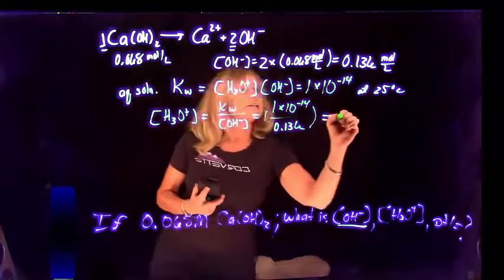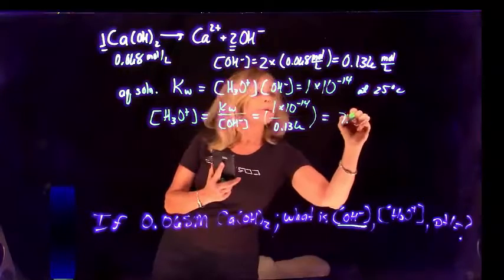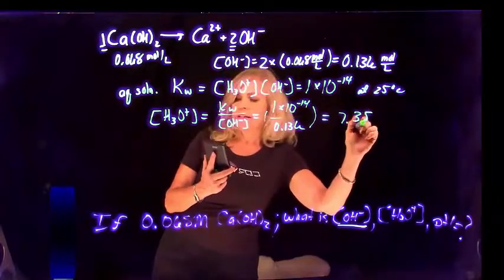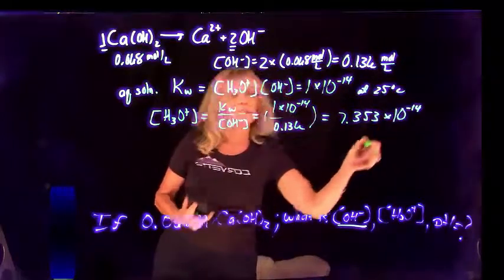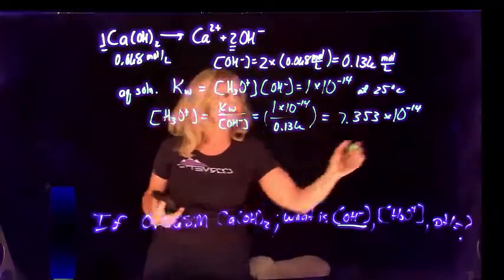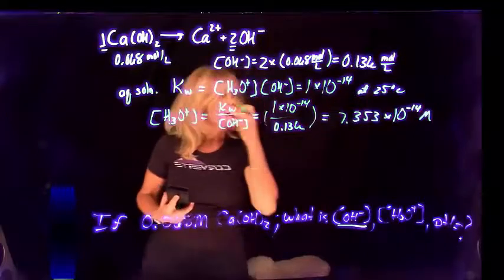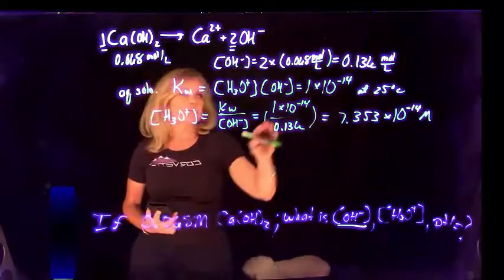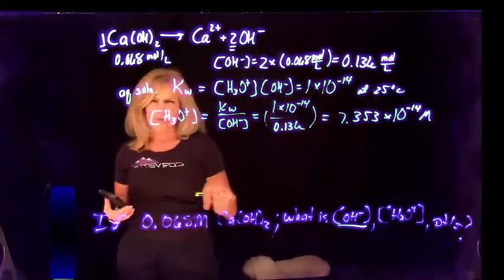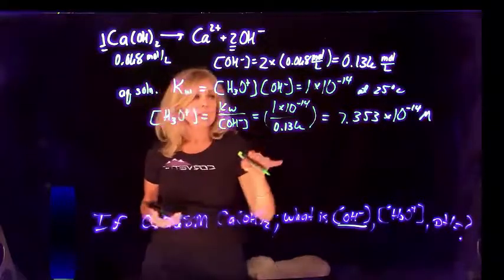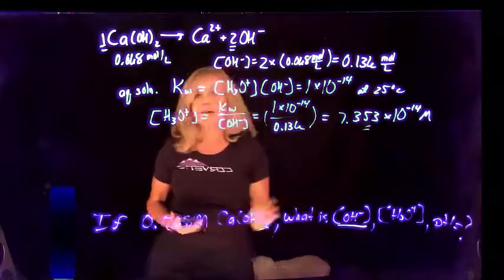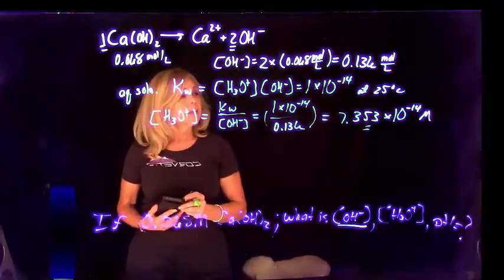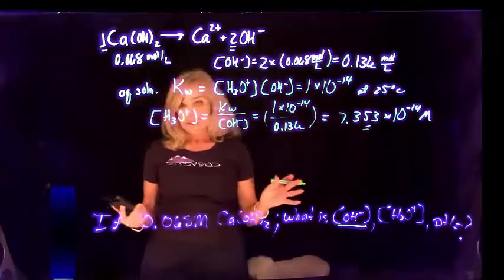7.353 times 10 to the negative 14. Whenever you're doing these calculations, the units come out molarity. Sig figs: this equilibrium is actually known to many significant figures. I'm limited to these 3, so 1, 2, 3 here. Now, that is your hydronium ion concentration.